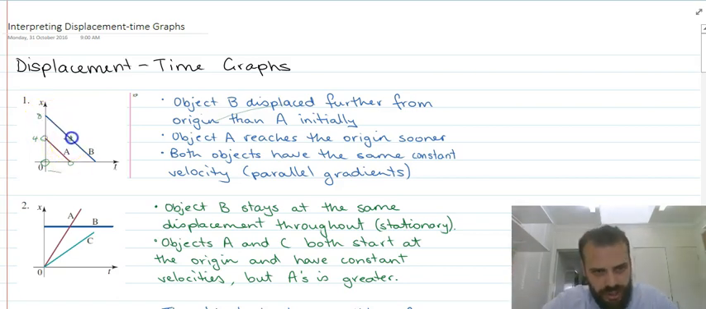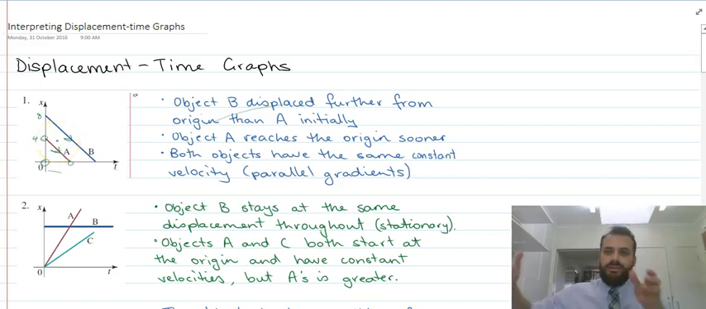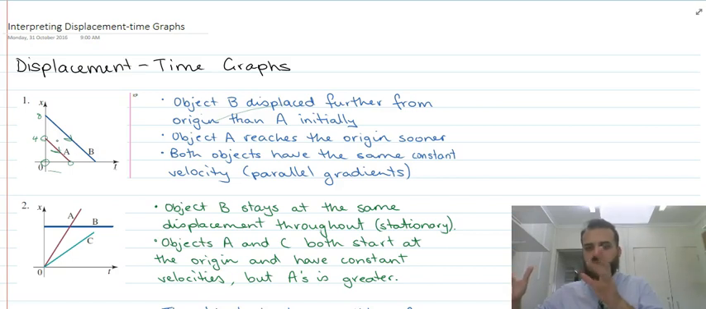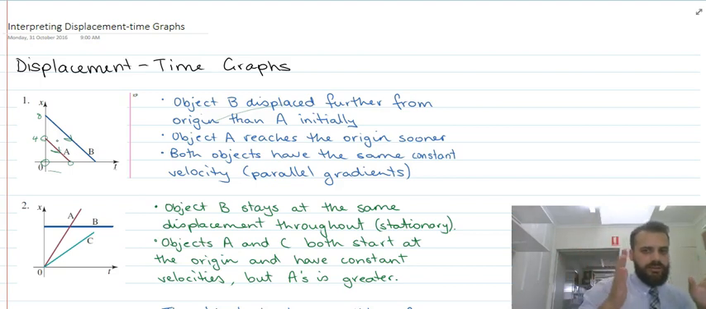Now notice the gradients look the same here. That means that they're traveling at exactly the same speed. So the origin is back here somewhere. This is A, this is B, and they move back like that.